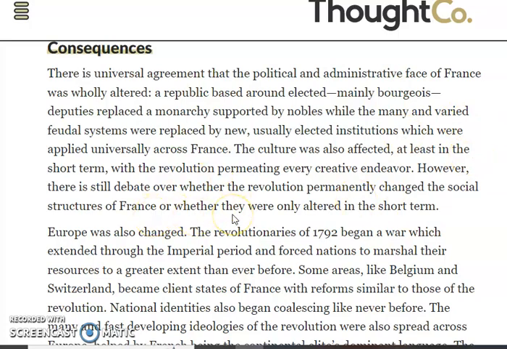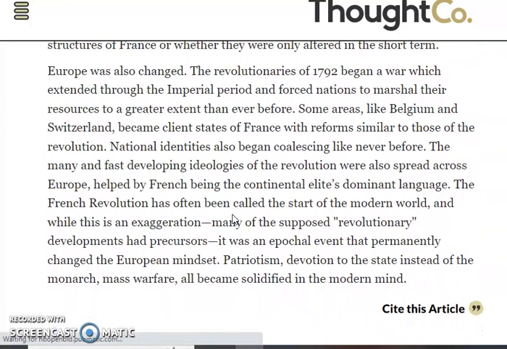Europe was also changed. The revolutionaries of 1792 began a war which extended through the imperial period and forced nations to marshal their resources to a greater extent than ever before. Some areas, like Belgium and Switzerland, became client states of France, with reforms similar to those of the revolution. National identities also began coalescing like never before. The many and fast developing ideologies of the revolution were also spread across Europe, helped by French being the continental elite's dominant language.